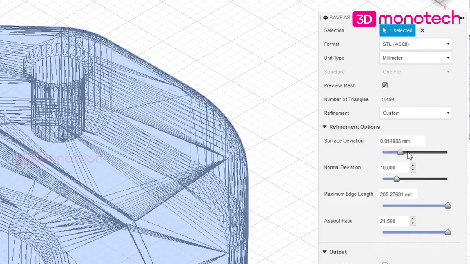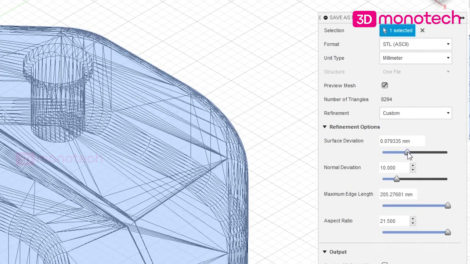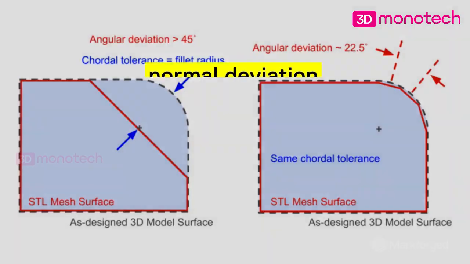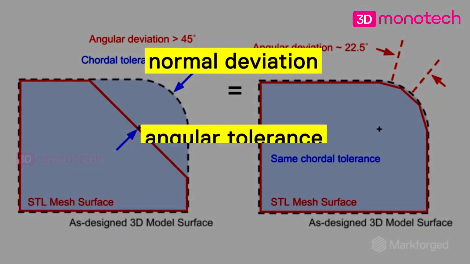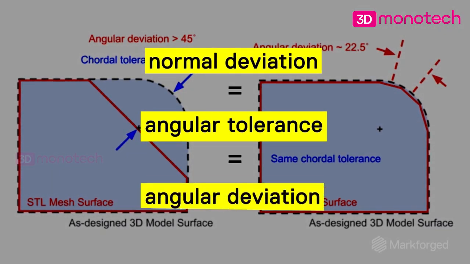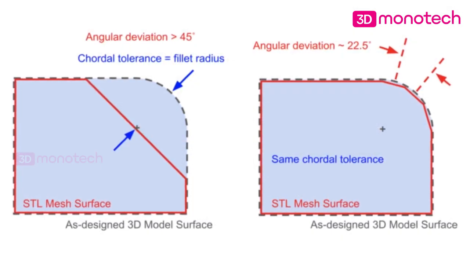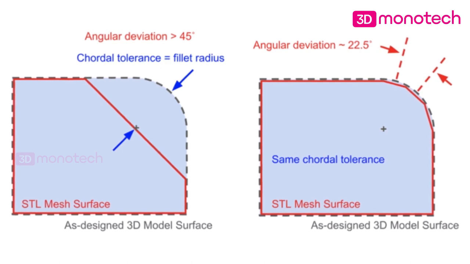We recommend that you keep the surface deviation value in or around the ballpark of 0.1 millimeters. So I'm going to punch that in right here. Next, we've got normal deviation. Normal deviation, which is also sometimes referred to as angular tolerance or angular deviation, controls the maximum allowable angle between two normal vectors of neighboring triangles in the mesh.